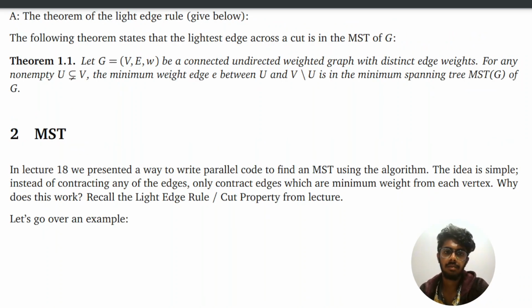We presented a way to write parallel code to find an MST using this algorithm. The idea is simple. Instead of contracting any of the edges, only contract edges with the minimum weight from each vertex. Why does this work? Recall the light edge rule cut property from lecture.